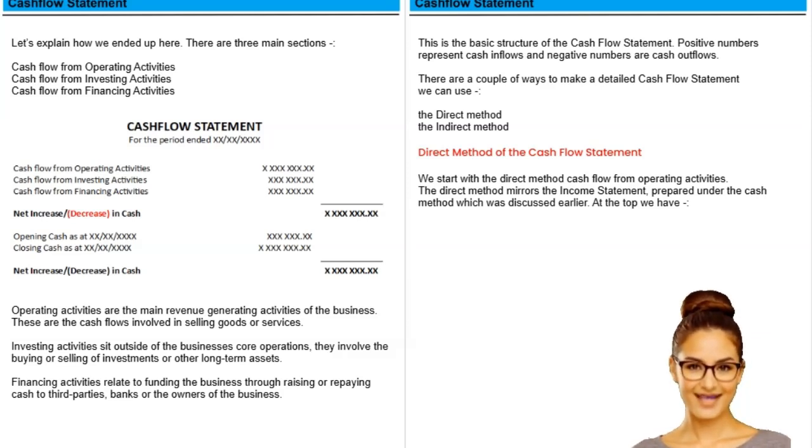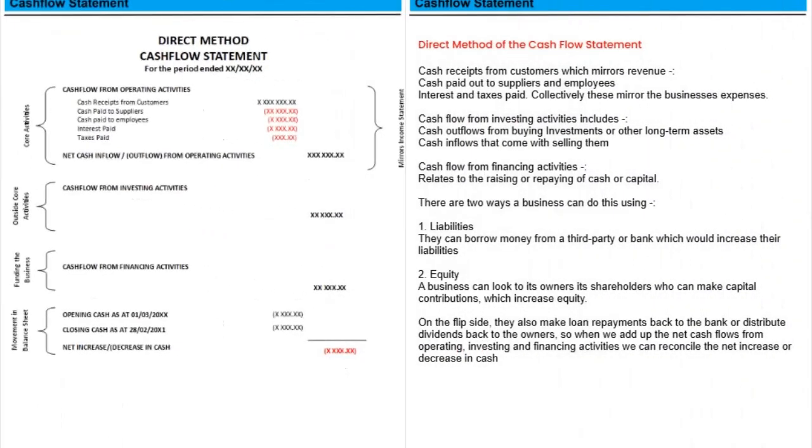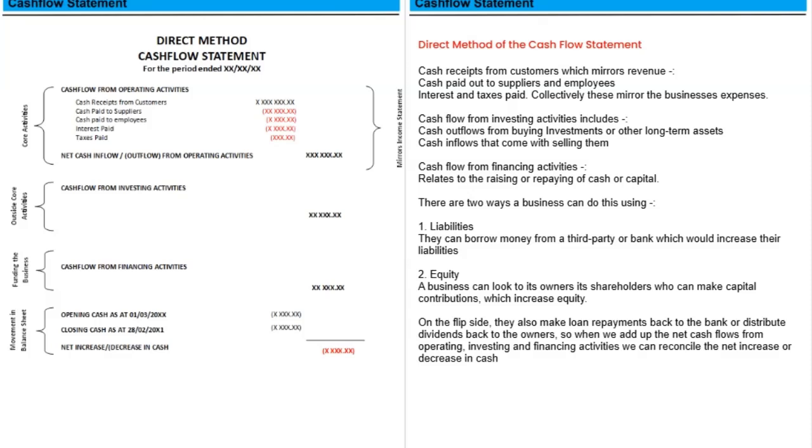Remember, there are two ways to make a detailed cash flow statement. There is the direct method and the indirect method. Let's start with the direct method cash flow, looking specifically at the section, from operating activities. The direct method mirrors the income statement, prepared under the cash method which was discussed earlier. At the top we have cash receipts from customers, below that, we have cash paid to suppliers, followed by cash paid to employees. Remember, we are taking these figures directly from the income statement.